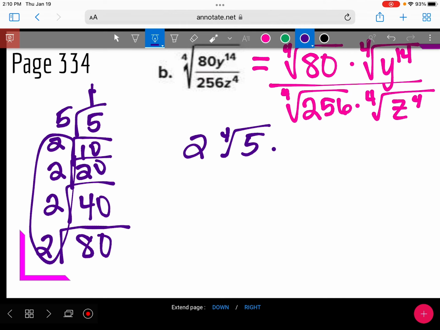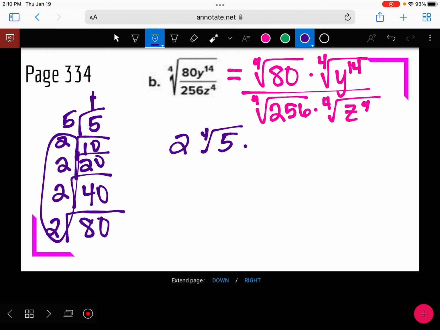Y to the 7th power. But that's if we're doing square, because y to the 7th times y to the 7th does get you y to the 14th. Does that make sense? But we're doing the 4th root, so we need something to multiply by 4 times, okay? I know. I don't like it either.